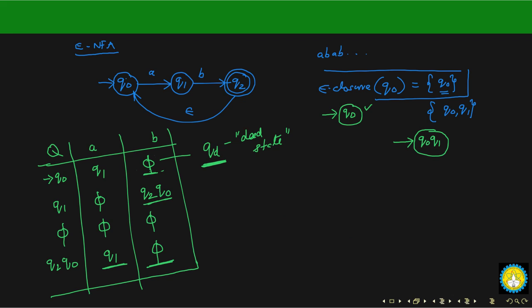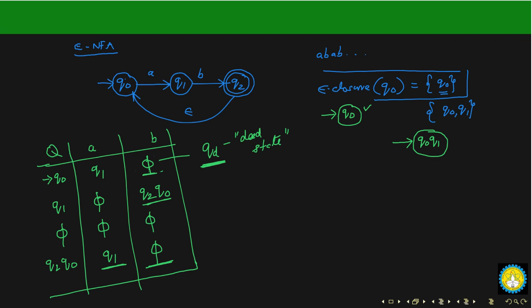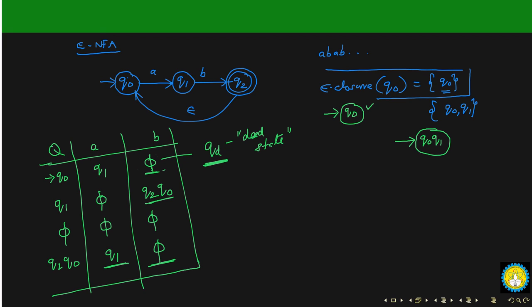Now, before actually drawing the DFA, we have to identify the final state also. Looking at the epsilon-NFA given, we can identify that Q2 is the final state here. So the states which contain Q2 are going to be the final states of the DFA that we are defining.